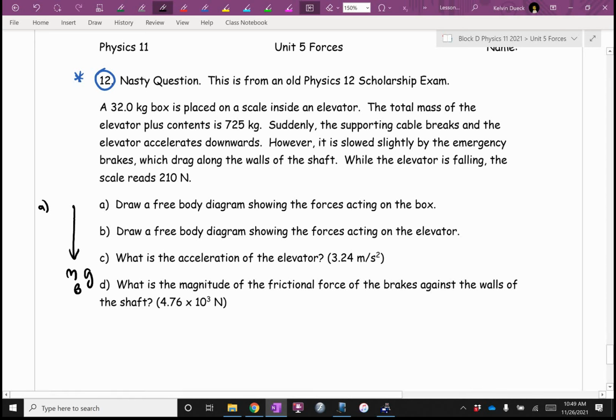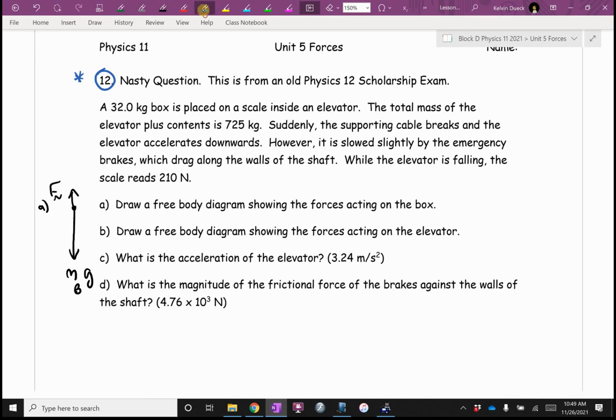What other force am I missing? Bigger, smaller, or the same size as mg? And how do I know? Apparently we're accelerating down, so normal force. I'll exaggerate it so it's obvious. You okay with that? Okay.